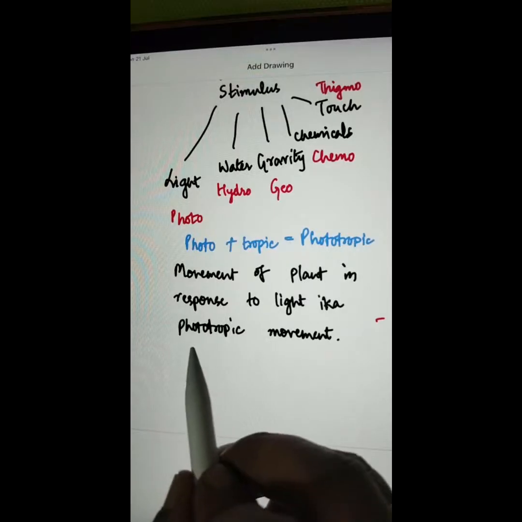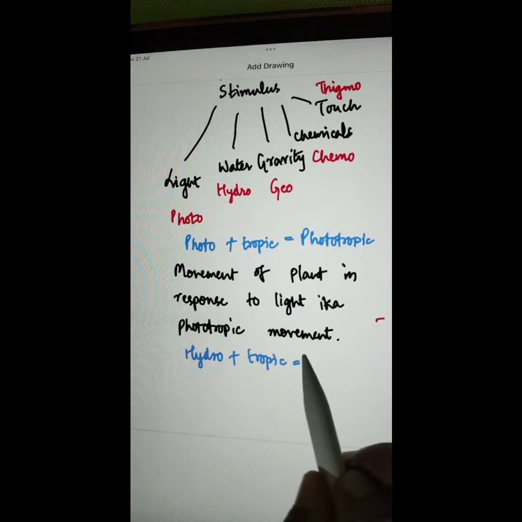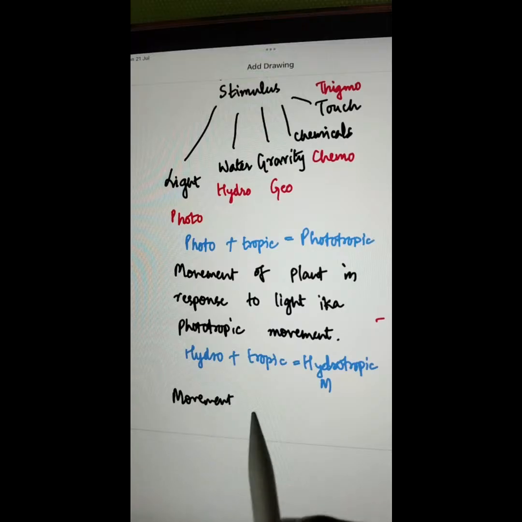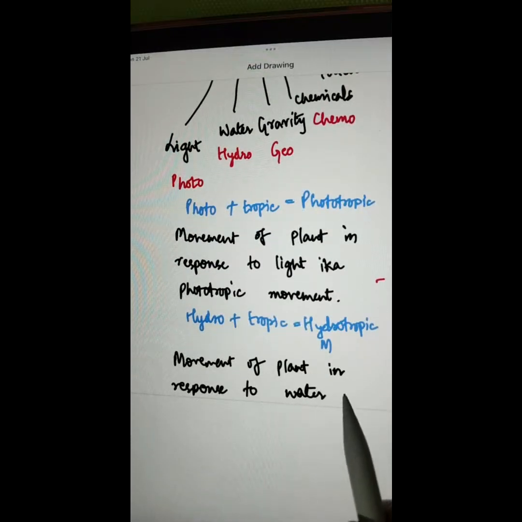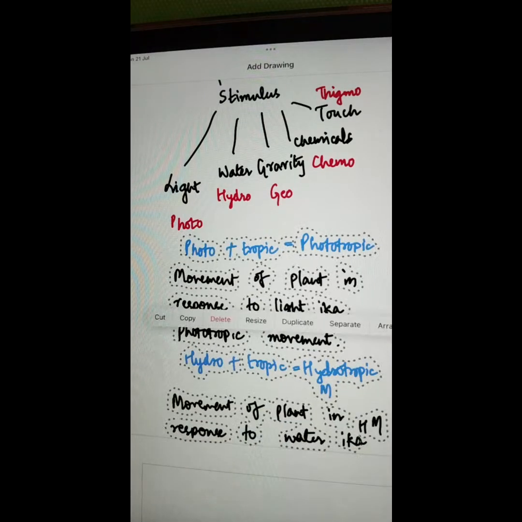Similarly we can do for water. For water, we use the term hydrotropic. Together it will be known as hydrotropic movement. What are we going to write for it? We need to write: movement of plant in response to water is known as hydrotropic movement. So you can write here hydrotropic movement. Now let's go ahead with the other remaining ones.